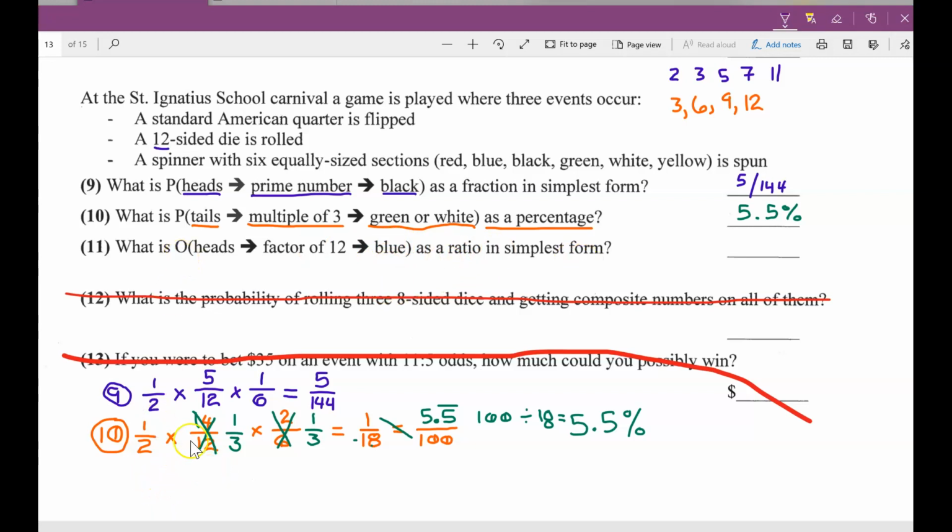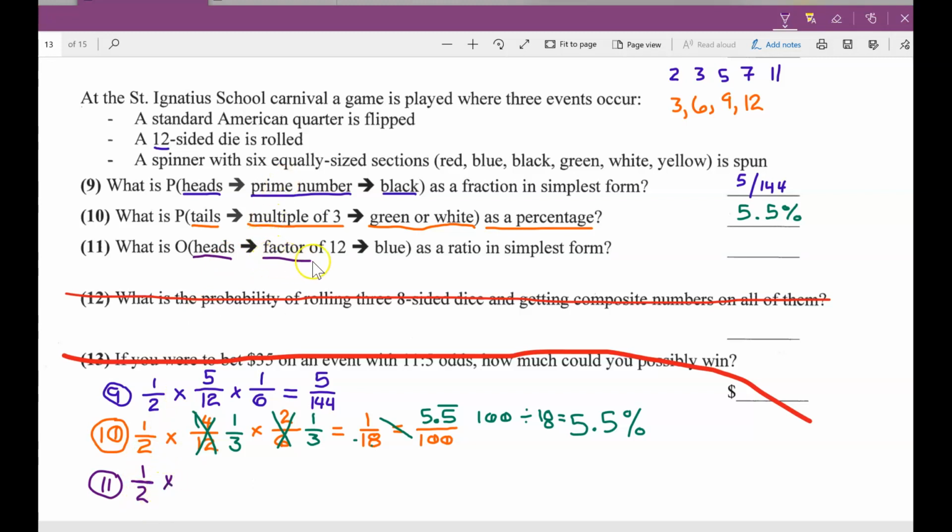Our starting process is going to be exactly the same as it has been for number 9 and number 10. In fact, this is always going to be your starting process. Put down number 11 here. We're going to figure out each individual probability in the sequence, simplify if we can, and then multiply together. We know the probability of getting heads is 1 over 2.